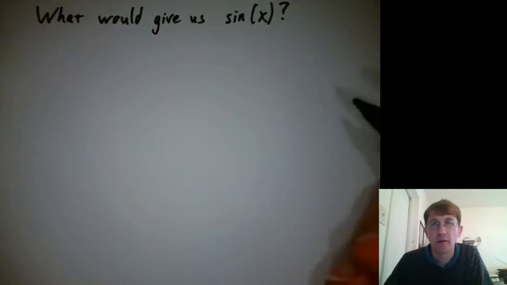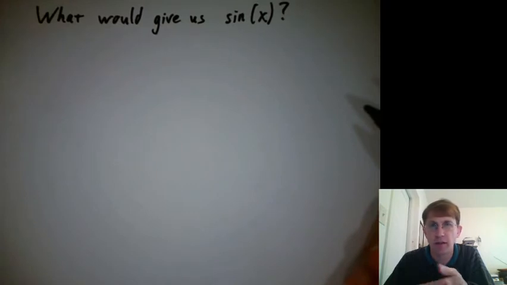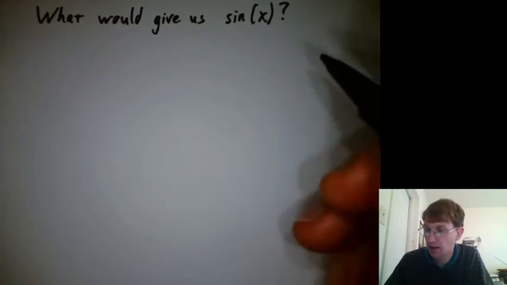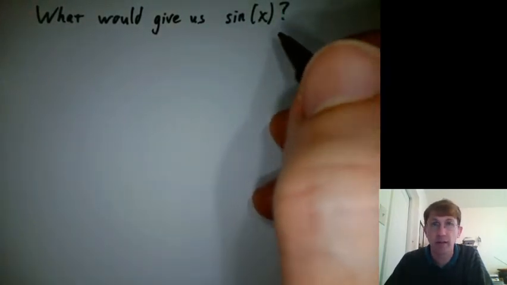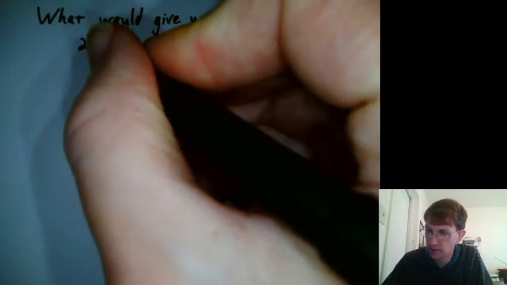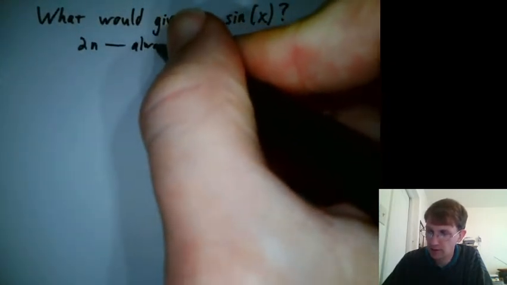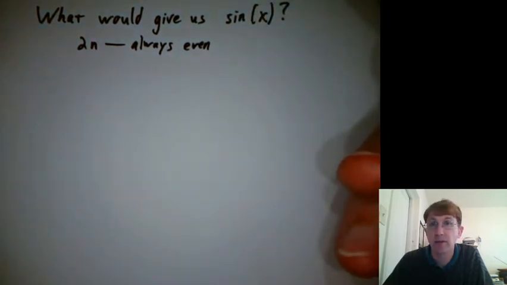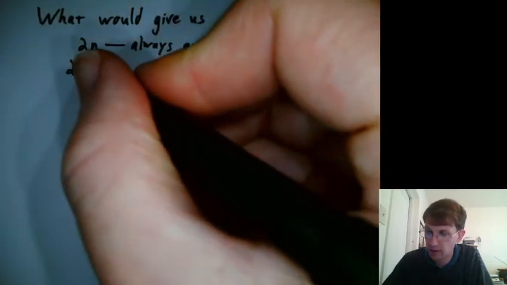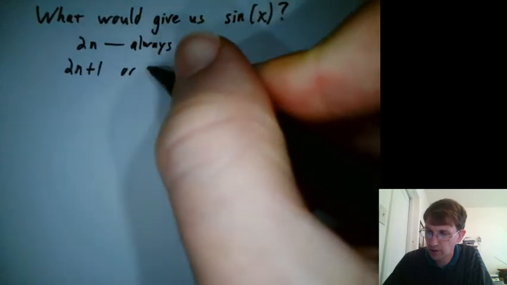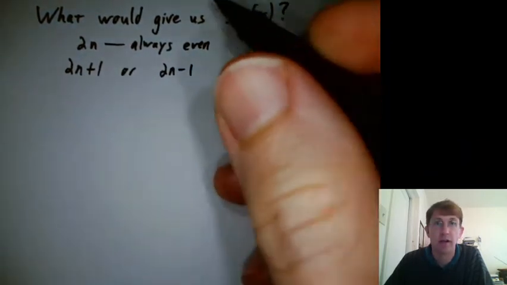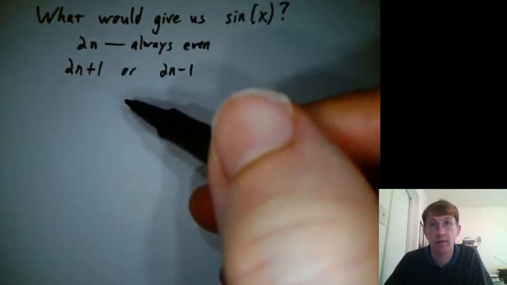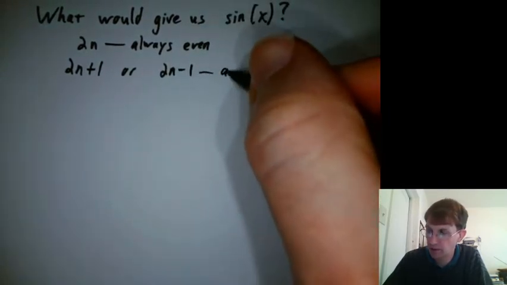We were just given a power series with the 2n and it ended up being cosine. What would give us sine of x? Well, let's remember that 2n is always even. So what's something that's always odd? 2n plus 1 or 2n minus 1. If you take an even number and subtract 1 or add 1, you'll always get an odd number.